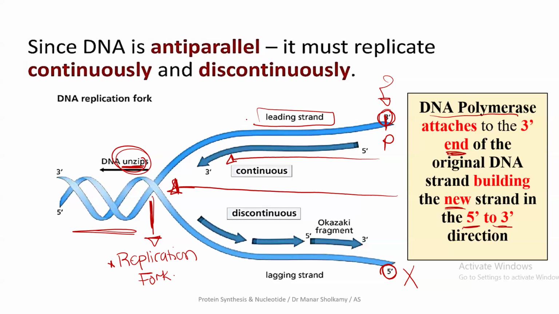I'm going to bond the new nucleotides together and create the phosphodiester bond and the sugar phosphate backbone. I will have no problems at all. Now, what about the other strand?